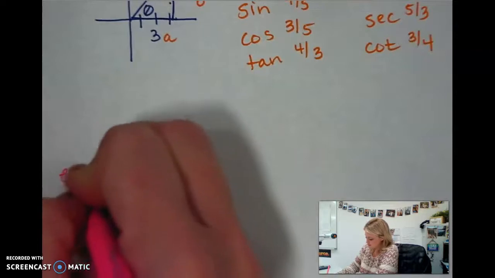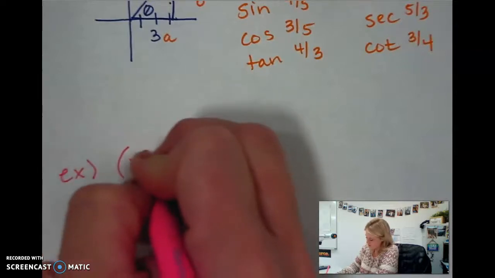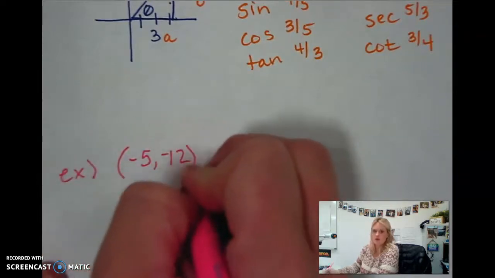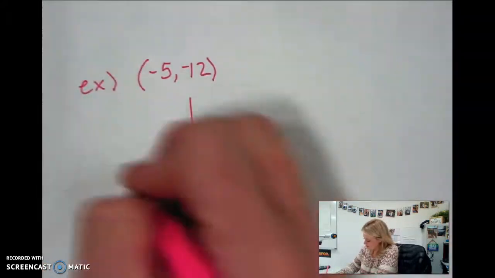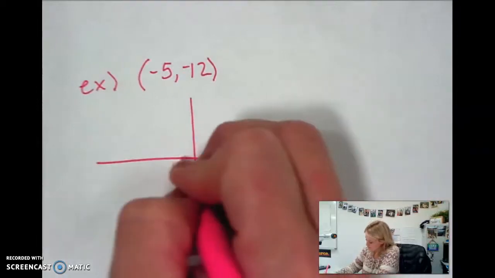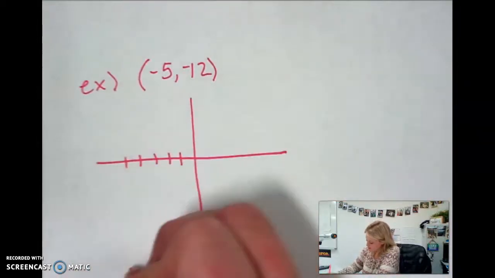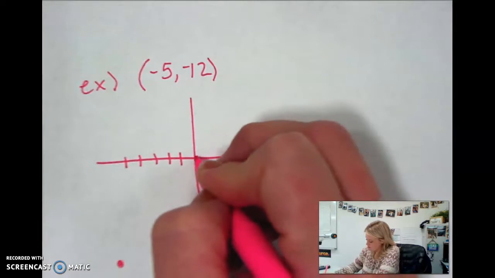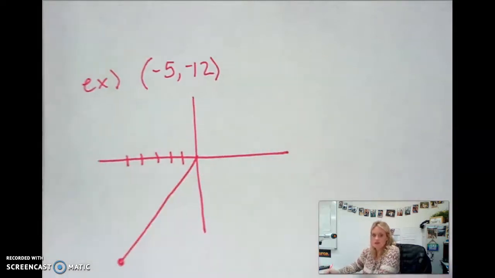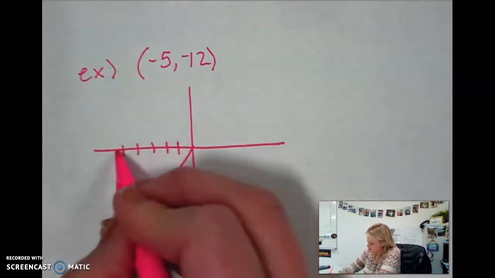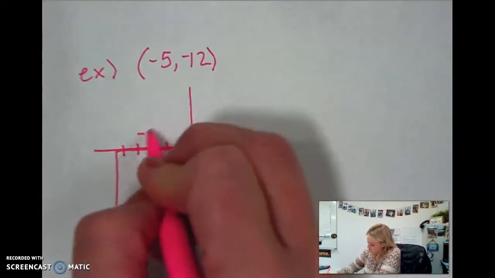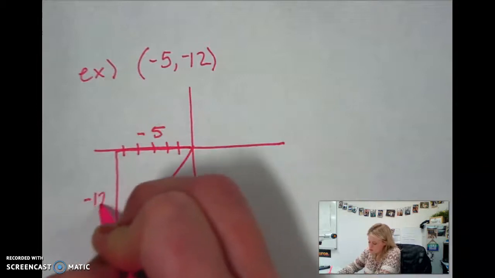So let's look at the second example. The second example says to draw a triangle for -5, -12. Well, if I plot the point negative 5, negative 12, that means I'm going to the left 5 and down 12. So now there is my new radius or my hypotenuse, and there's the rest of my triangle. I went over 5, down 12.